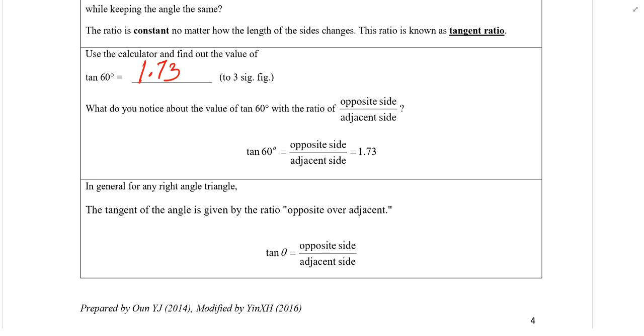That is tangent 50. Hit your calculator now. Tangent 50, what do you get? Tangent 50, 1.191. So this is 1.191 rounded off to 1.19. This is a ratio. There are no units. It is a length divided by another length. Okay, this is a ratio, 1.19. So you have to be familiar with how to use your calculator to find these values.